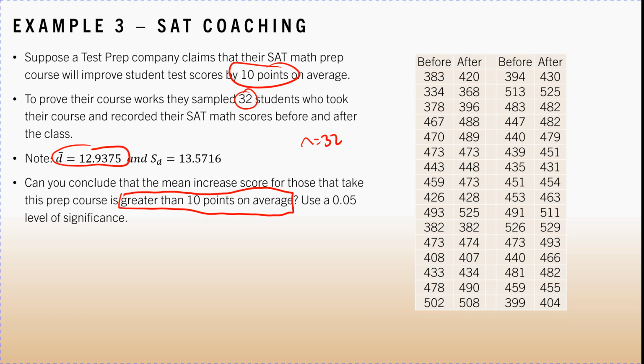So let me change the claim a bit: it will improve students' test scores by more than 10 points. We're going to test to see if indeed that's what happens, if it is greater than 10 points on average. We're going to have the before and the after, and because this difference is positive, we'll assume mu1 is the after and mu2 is the before.